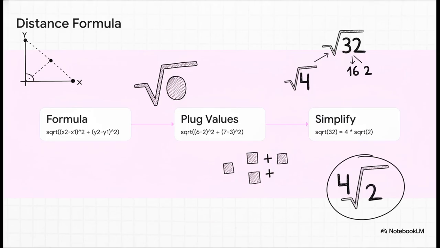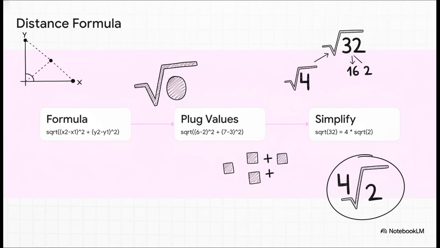Okay, let's solve this step by step. Step 1. Apply our trusty distance formula, which is under root (x2 minus x1) whole squared plus (y2 minus y1) whole squared. Step 2. Plug in those values. 6 minus 2 is 4, and 4 squared is 16. Same goes for the y values. 7 minus 3 is 4, and 4 squared is also 16. So we get under root 16 plus 16, which gives us root 32.